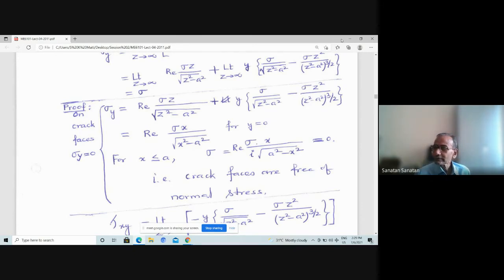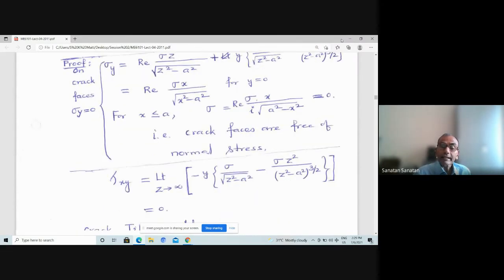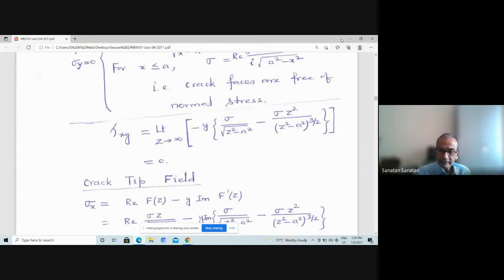So it shows that the crack faces are stress-free, normal stresses are not there. Exactly the same way, if we try to take the shear stress on the crack faces, it would also give you the same position, that these shear stresses on the crack faces are also 0, and therefore all the boundary conditions of the problem of mode 1 crack are satisfied.